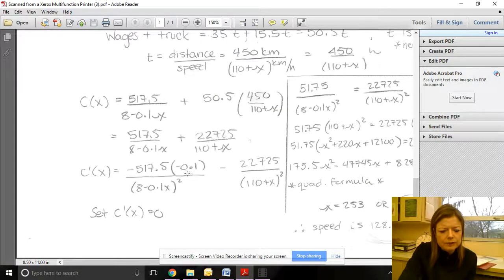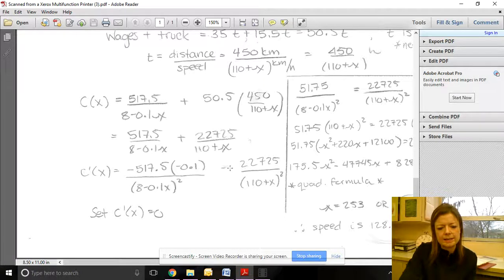So here I take the derivative, okay? I'm taking the derivative of this. So it's the bottom times the derivative of the top minus the top times the derivative of the bottom, all over the bottom squared. I knew the derivative of the top was 0, so I just went right to the other part: minus the top times the derivative of the bottom, all over the bottom squared.